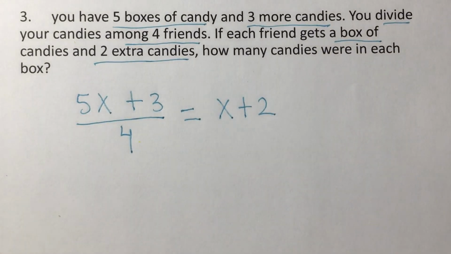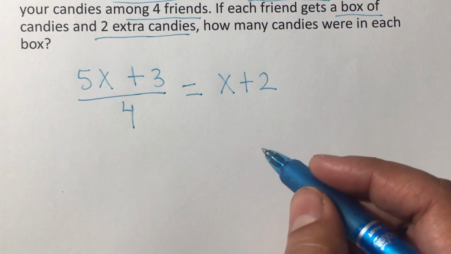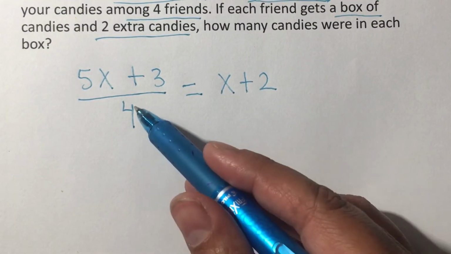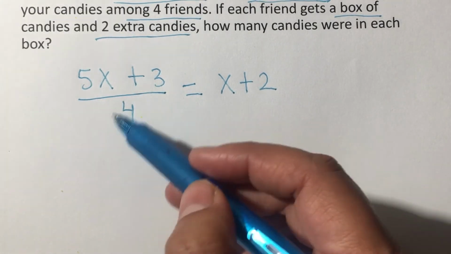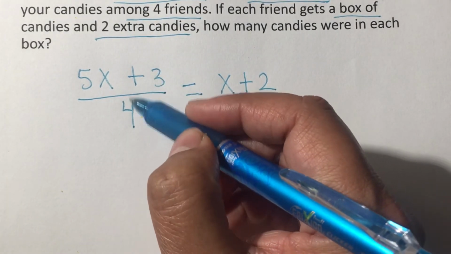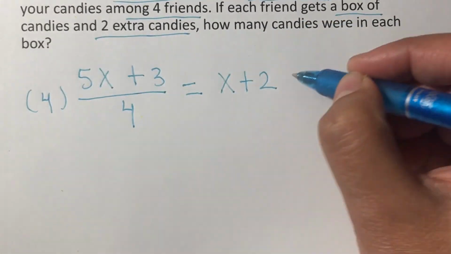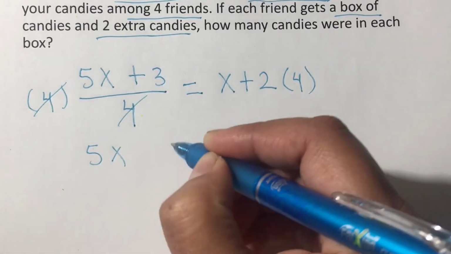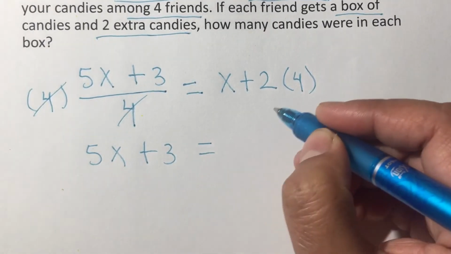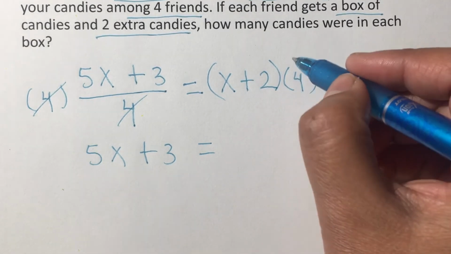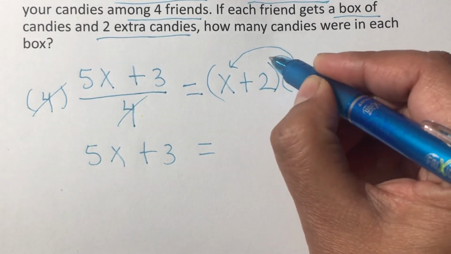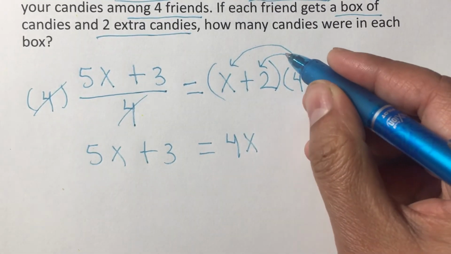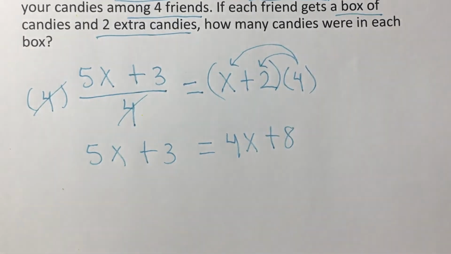extra candies. Okay, so in here, what you want to do first is you have variables on both sides, but you cannot cancel them because of this division. So the first thing to do is to cancel that division. If we're dividing, the opposite is to multiply. This cancels and you get 5x plus 3 equals. In here, we're multiplying, but we have to multiply that 4 times each term, so we're doing distributive property. 4 times x is 4x. 4 times 2 is 8.